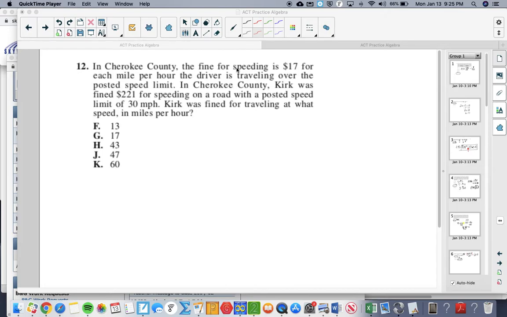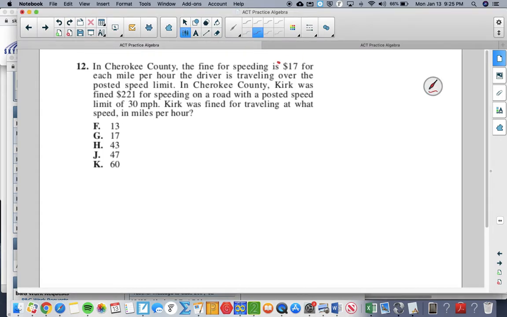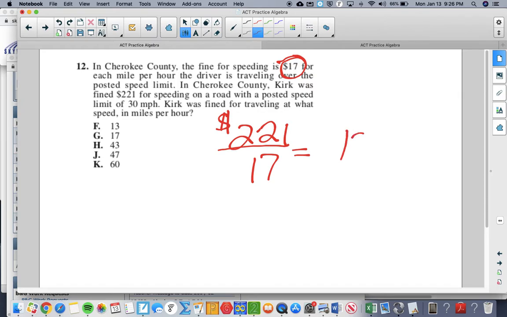So here we know that each mile per hour is worth $17, and he was fined $221. So let's take that total and divide it by 17. That will tell us the number of times he was charged 17 bucks. When you do that, you get 13. So that was an extra 13 miles per hour.